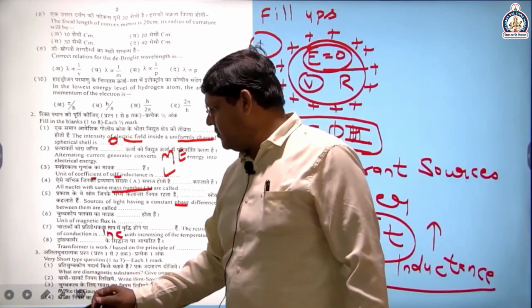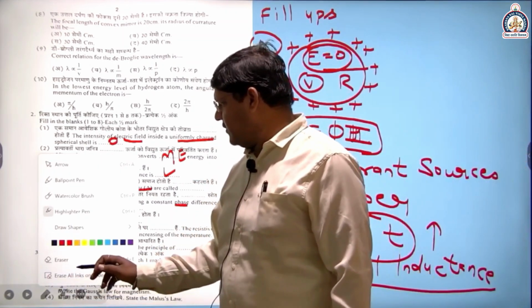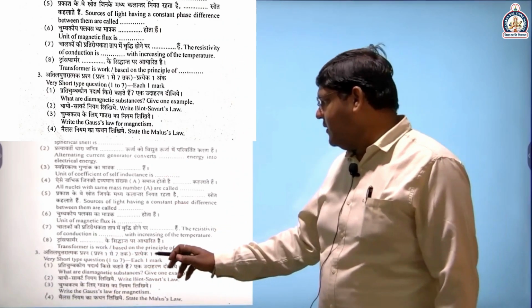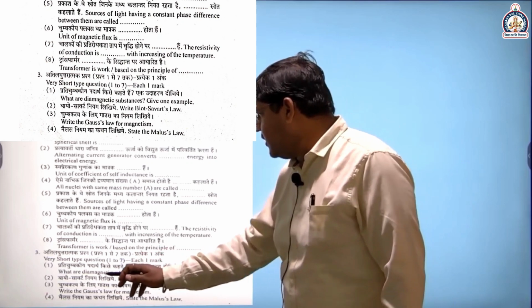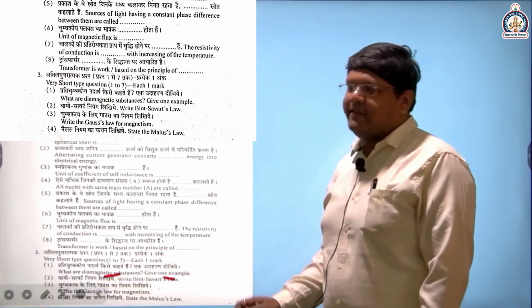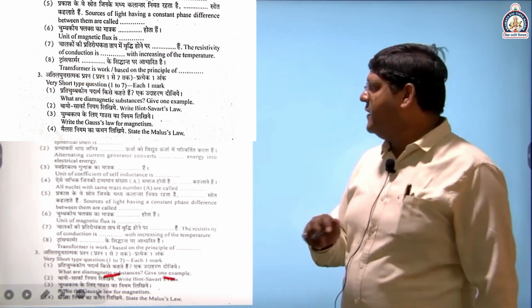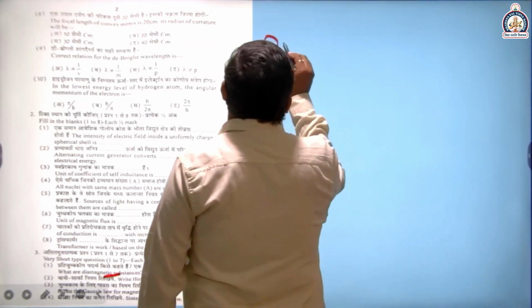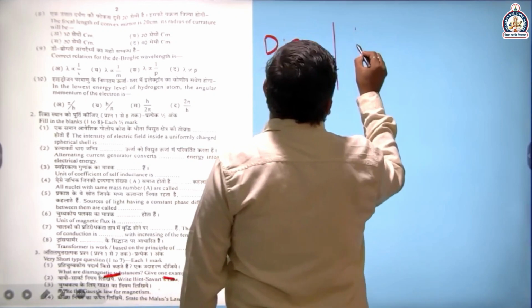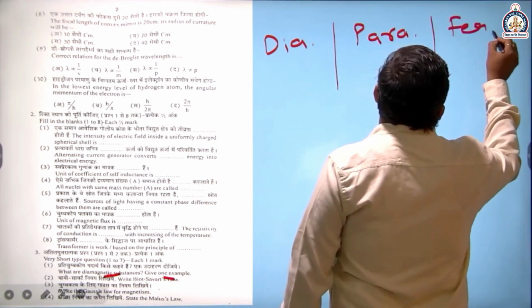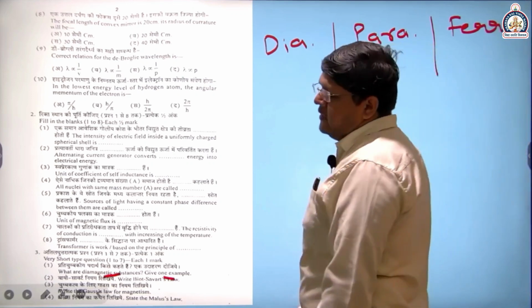Now moving to the next part, that is our very short answers. The first question in the very short is, what are diamagnetic substances? Give one example. The magnetic materials are characterized into 3 parts. The first part is diamagnetic, other is paramagnetic, and third is ferromagnetic. Di, para, ferro is a short trick.